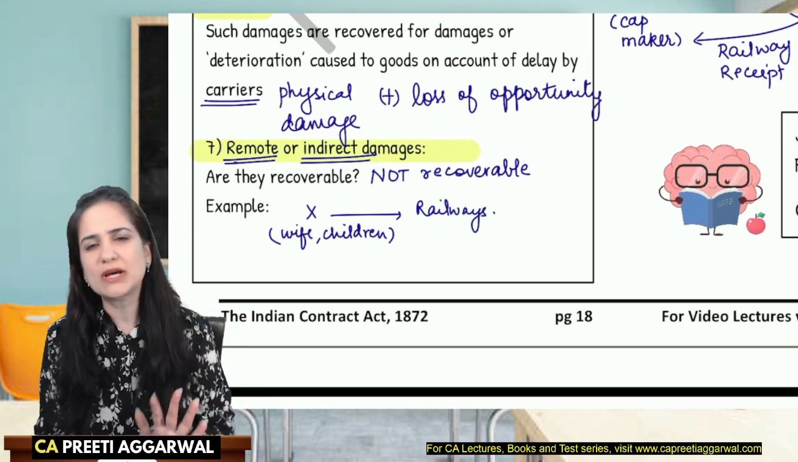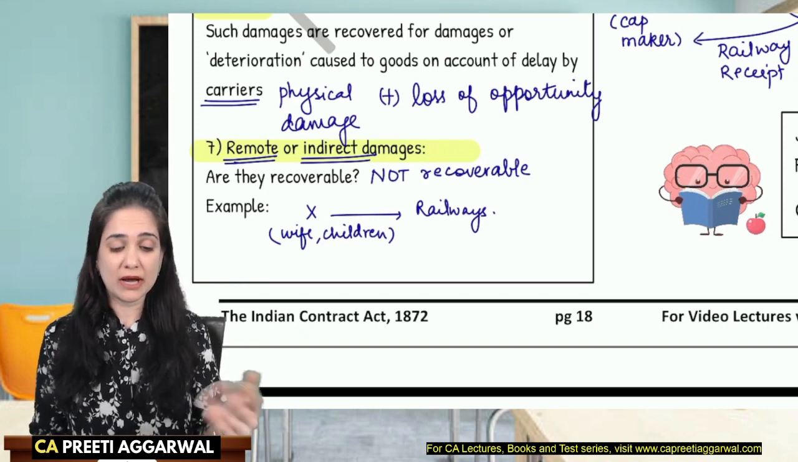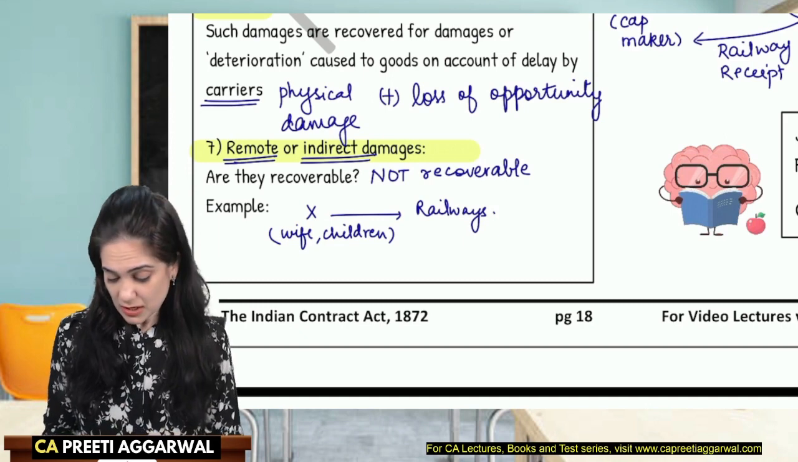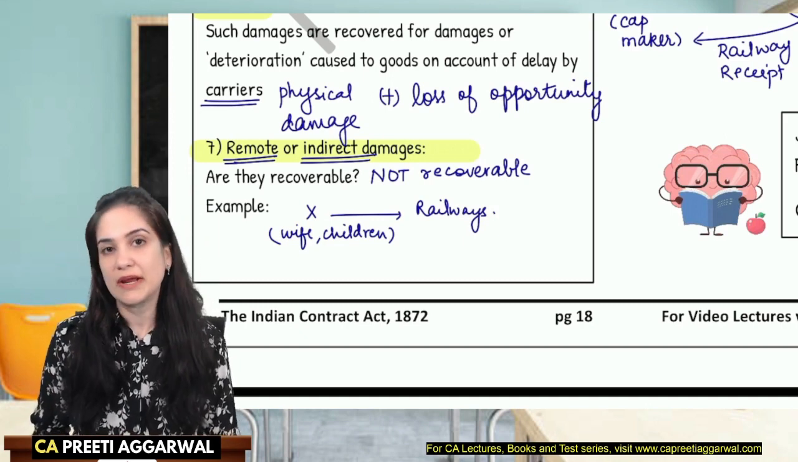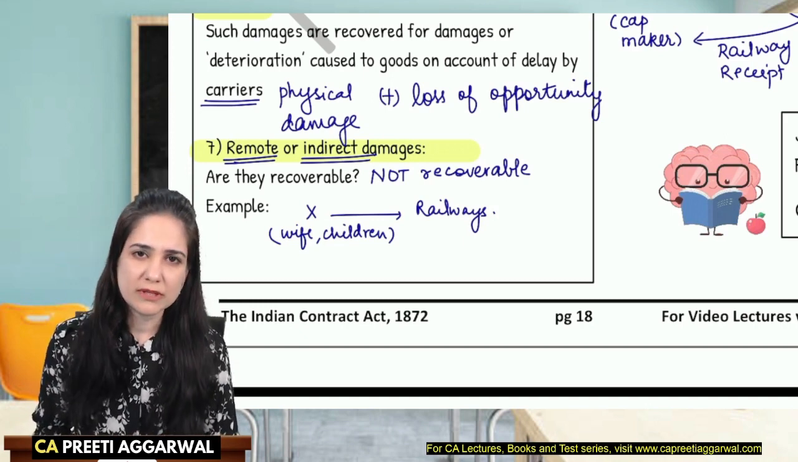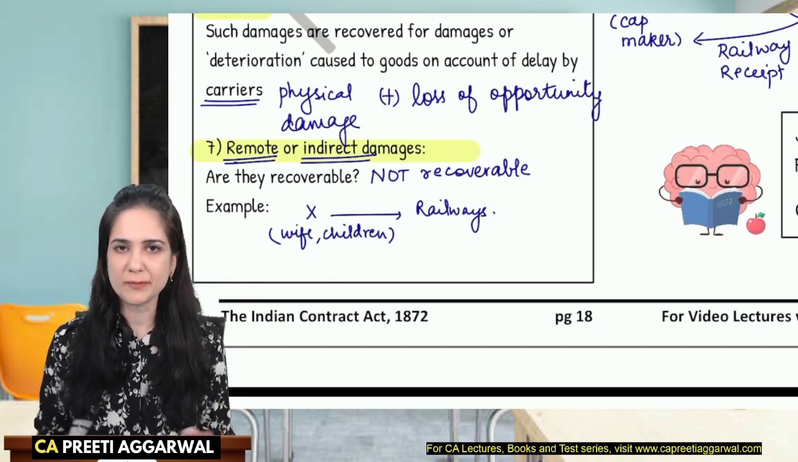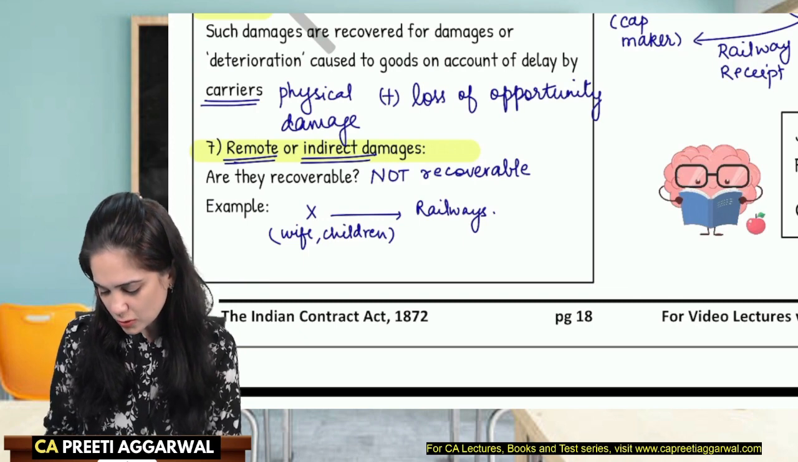They asked him to alight two stations prior to his destination. Now it was night time, it was raining, and it was very cold. They were walking towards their destination. There was no other means of transport. It was night time. Wife caught cold.